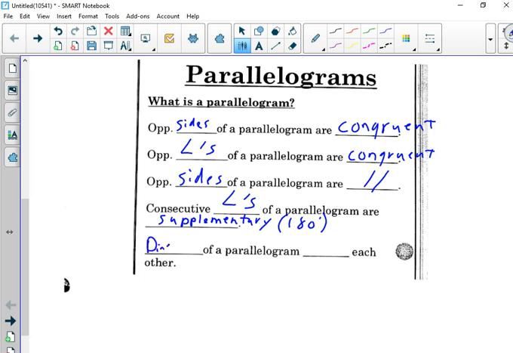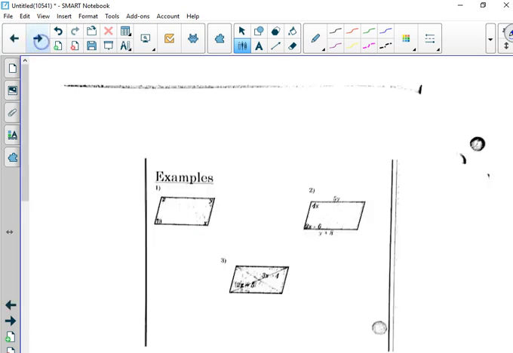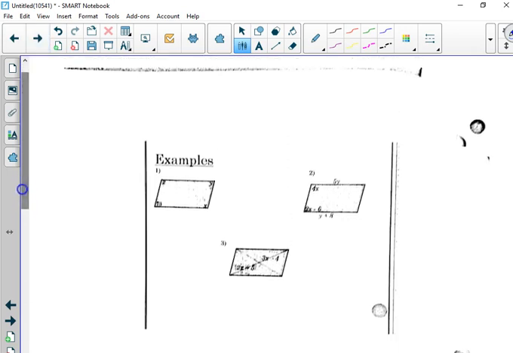And diagonals bisect each other. Means they cut each other into 2 equal segments. Okay, so a little blurry on here, but you have it clearly on your paper.